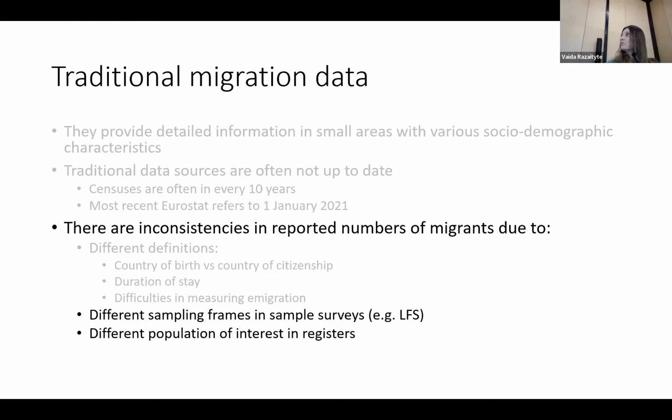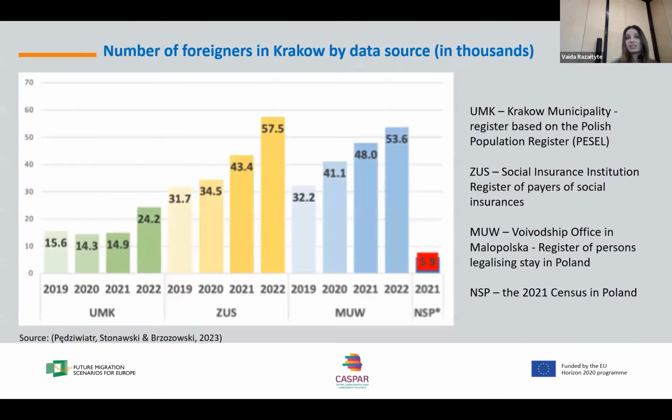And finally, if you look at registers, different registers have different aims and they have different populations of interest. Here we see one of our case study cities, Krakow, and different colors show us estimates of the number of foreigners in Krakow by different registers.